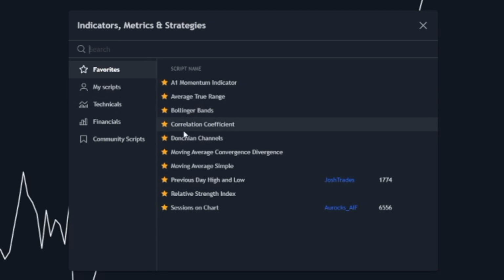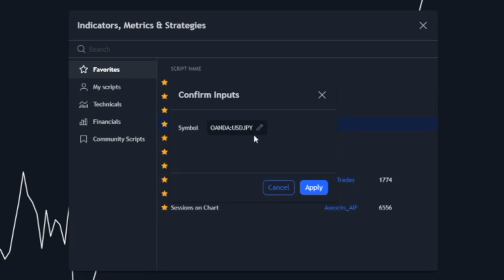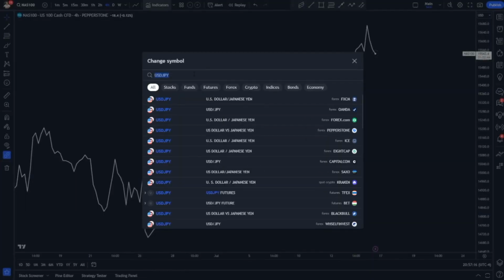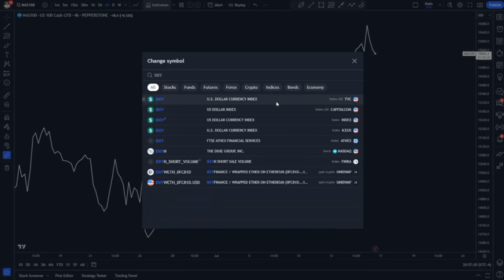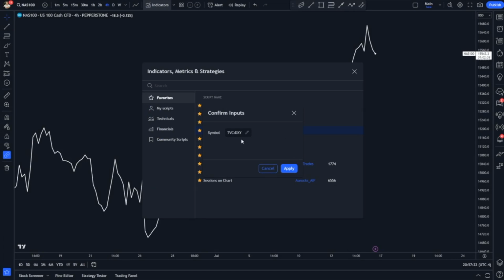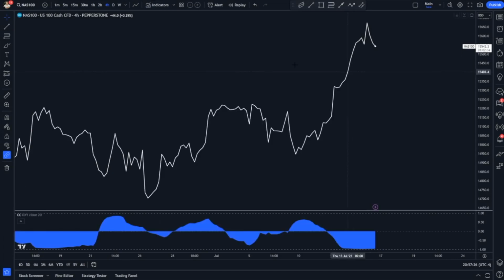What we're going to do now is apply the correlation coefficient. And you can see as soon as I open this up, it now asks me to confirm inputs for what I'd like to study. Remember, I'm still on the NASDAQ chart. So let's go ahead and edit this, and we're going to select again DXY. We're going to select the index, TVC DXY, apply this, and there we go.